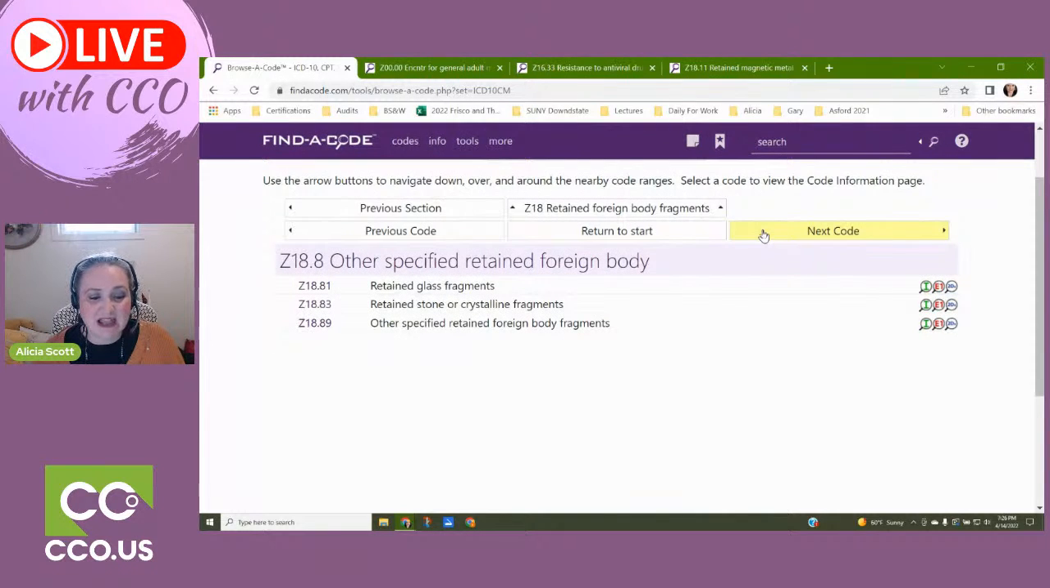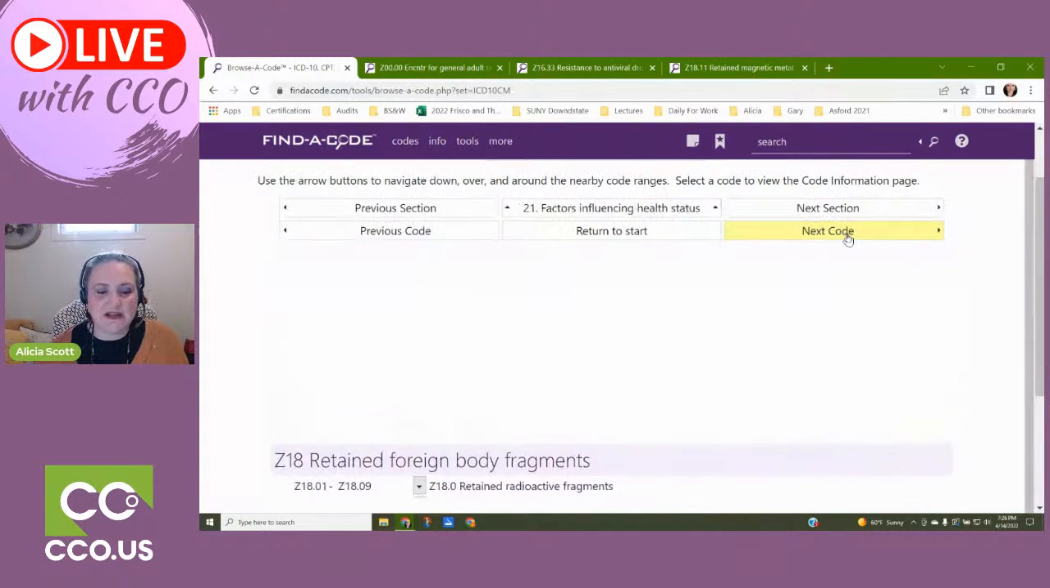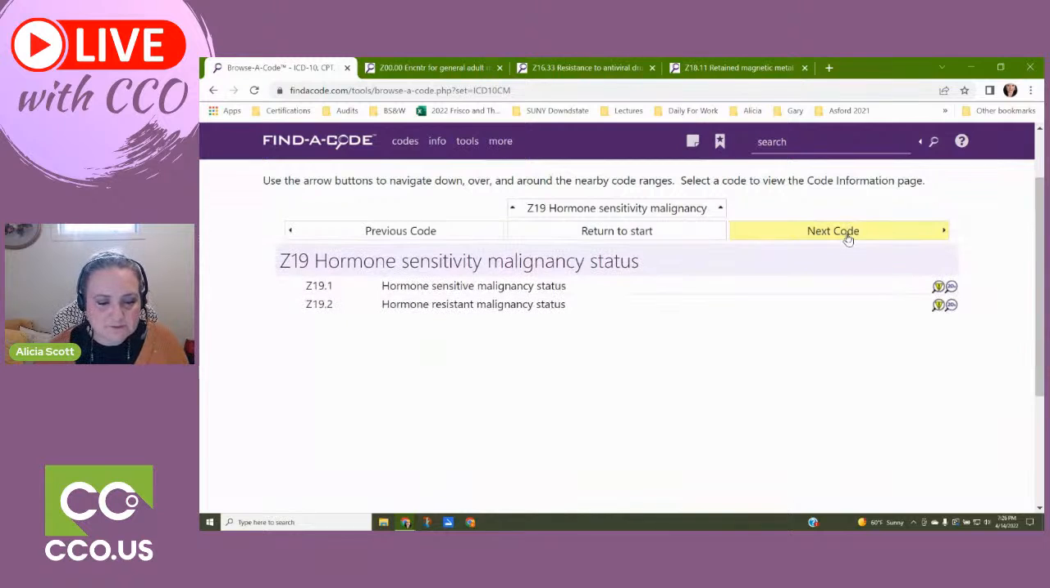Let's see, retained glass, stone or crystalline fragments, and unspecified retained foreign body fragments. That would be that it's specified, but there isn't a code for it yet, so it doesn't meet any of the other criteria.